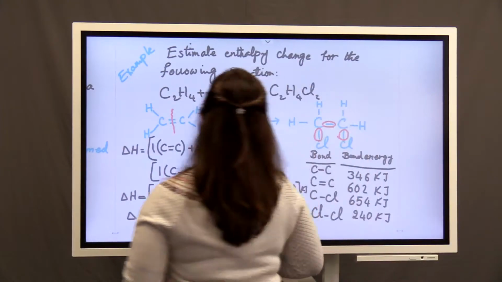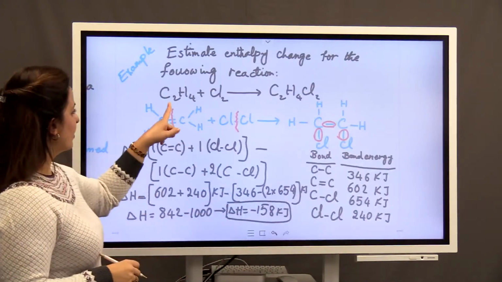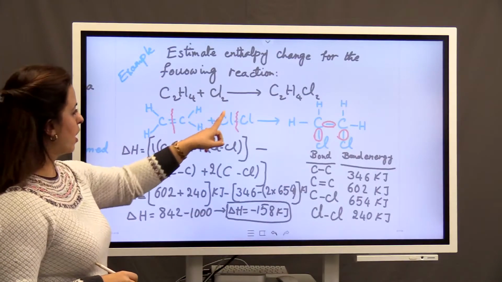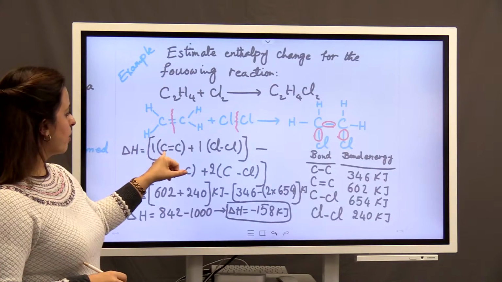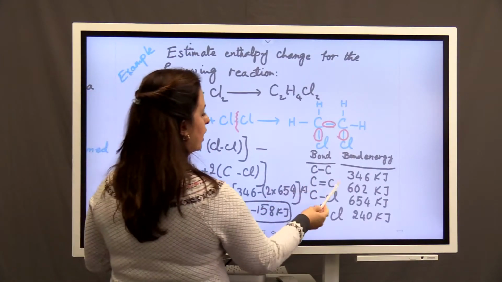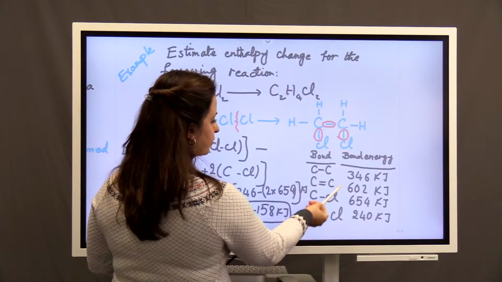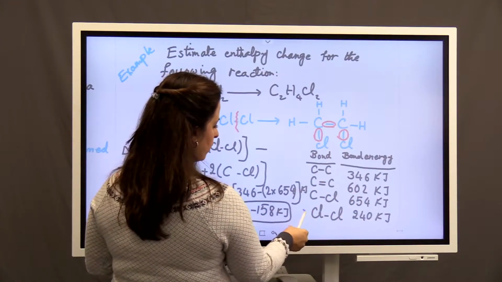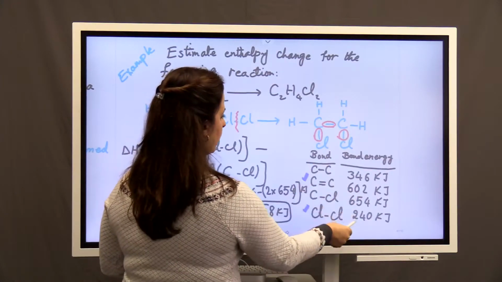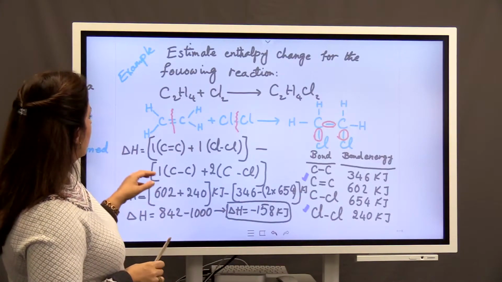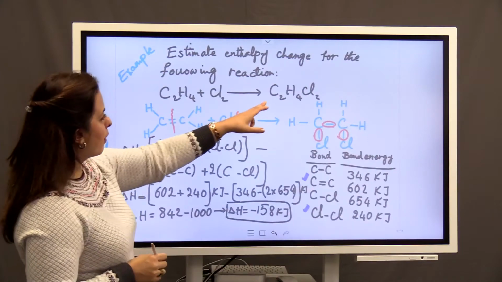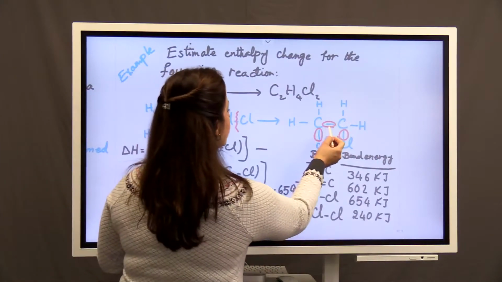So let's first determine which bonds are broken. We said carbon-carbon double bond and chlorine-chlorine. So the carbon-carbon double bond and chlorine-chlorine, we put these 2. We put their bond enthalpies, right? And then minus the bonds formed. What are the bonds formed?